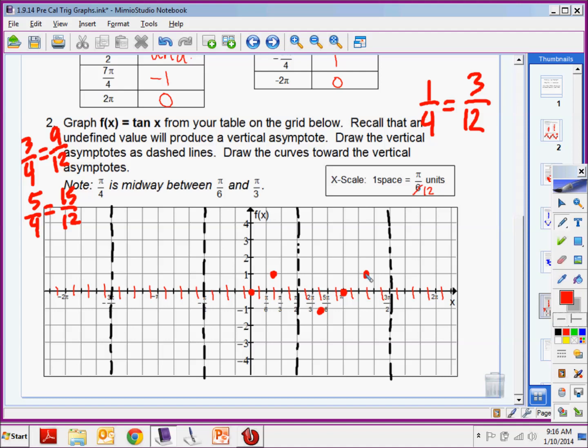All right. So now we're at 7 pi over 4. What's 7 pi over 4? 21 out of 12, right? So this is 15, 16, 17, 18, 19, 20, 21. At 21, I'm going to be at -1. And what's 2 pi? 0.